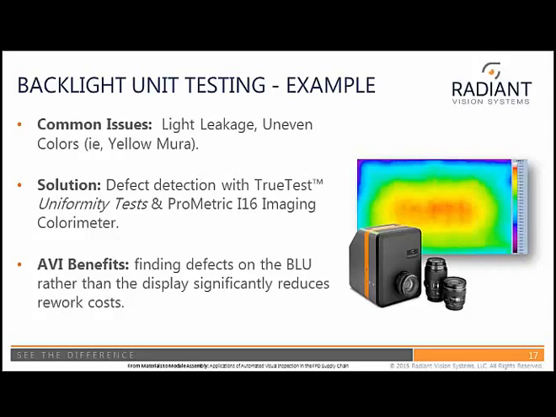So what are common issues that you would see with backlight units? What are the kinds of things that our customers might be asking us to test? We have a couple items. Light leakage is a big one, and uneven colors. Yellow MURA, often there can be a yellowing that appears in the backlight unit. Another item that isn't mentioned here is the white balance of the backlight unit. It may be important to inspect the color of the backlight unit, because the white color that is produced by the backlight unit is the white that you will see when you're running the flat panel display.